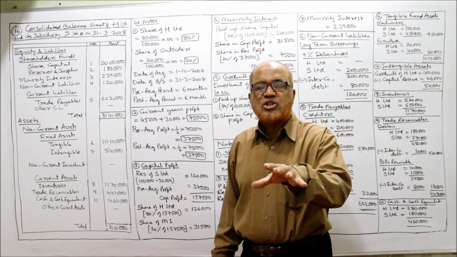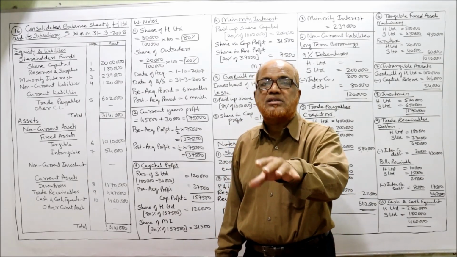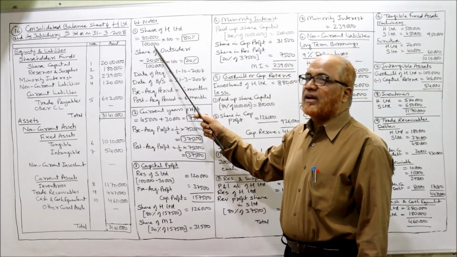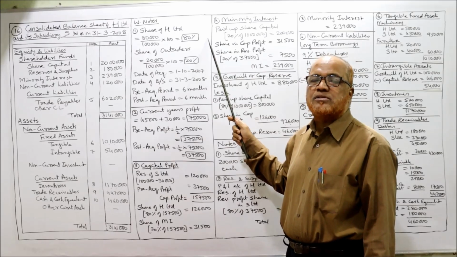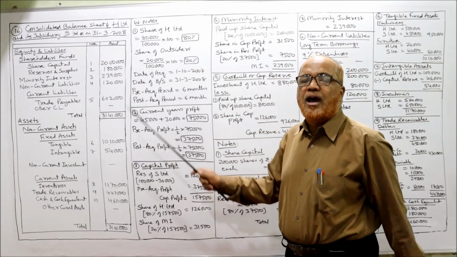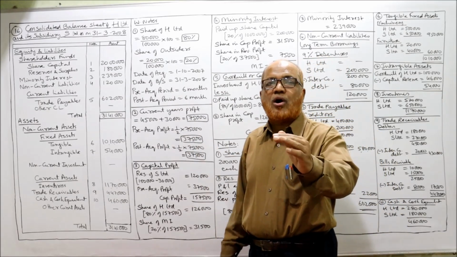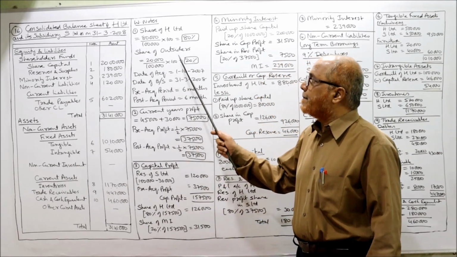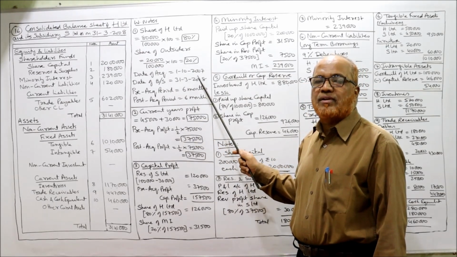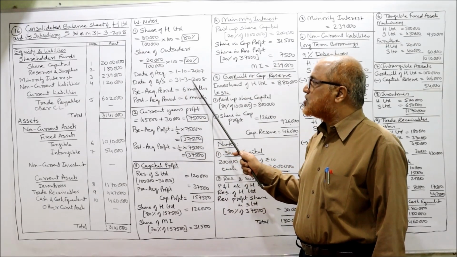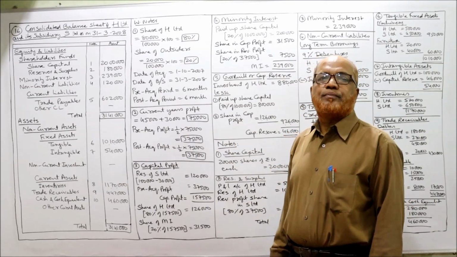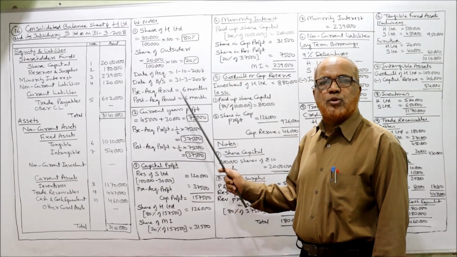So out of 1 lakh shares, 80,000 shares are held by H Limited. So 80,000 by 1 lakh into 100, that comes to 80%. 80% is the share of H Limited in S Limited and 20% is the share of minority interest outside. Right? And date of acquisition is 1st October 2007. Date of balance sheet is 31st March 2008. So how many months pre and how many months post? 6 months pre, 6 months post.